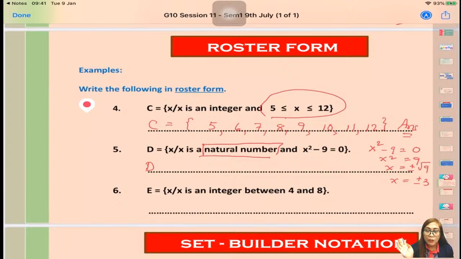Remember, what is a natural number? Meaning they are counting numbers. How do you count, students? You count with 1, 2, 3, 4, 5, and so on. So natural numbers are counting numbers. So D is the set of only natural number, which is positive 3, because negative 3 is not a counting number. It is not a natural number. So we will not include negative 3, only positive 3.